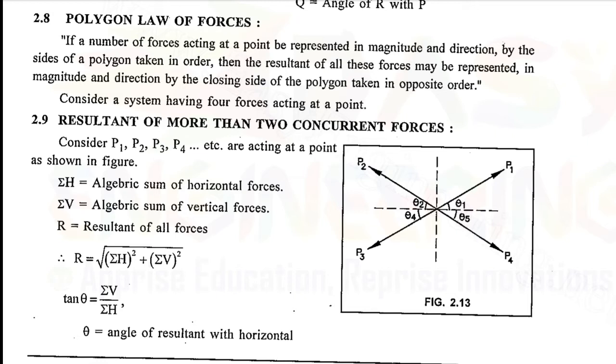So 2.9, resultant of more than two concurrent forces. Suppose four concurrent forces P1, P2, P3, P4 are acting at a point O. So now how to find the resultant? First we have to find sigma H, nothing but the sum of the forces in the horizontal direction. Next, find sigma V, the sum of the forces in the vertical direction. So now we find the resultant force R equals the square root of sigma H square plus sigma V square. Now the direction of the resultant, tan theta equals sigma V by sigma H. Here theta is the angle of the resultant with the horizontal.